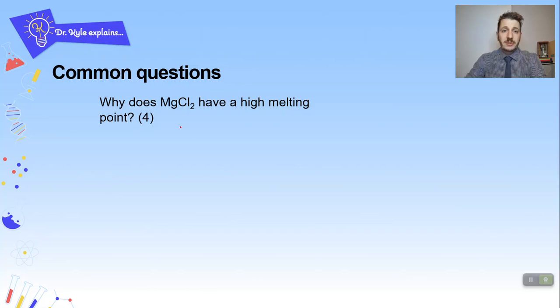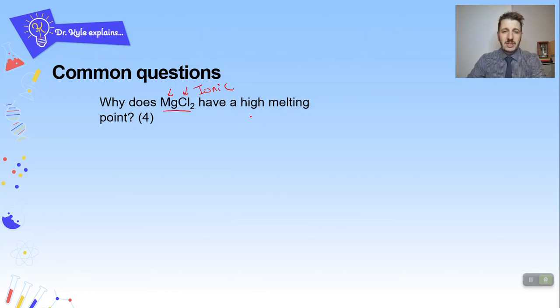So why does magnesium chloride have a high melting point? If you want to have a go at this first of all, please do feel free. Pause the video. I'm just about to go through how to answer this question. So the first thing you want to do is identify that we have a metal, magnesium, and a non-metal, chlorine. And so straight away, you need to identify that it is an ionic bond. If you notice, it doesn't tell you that in the question.